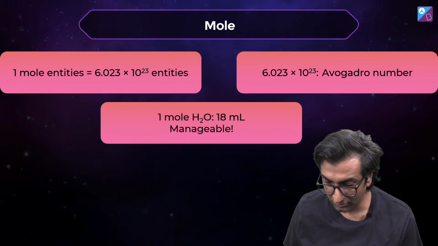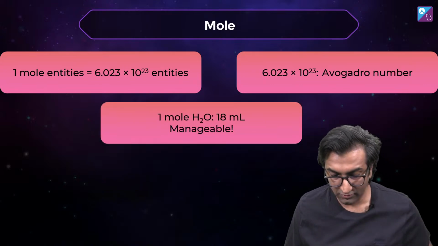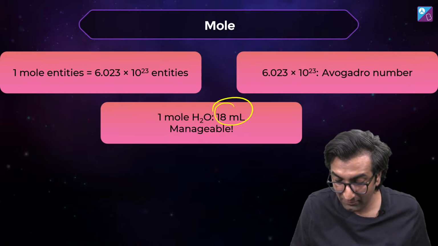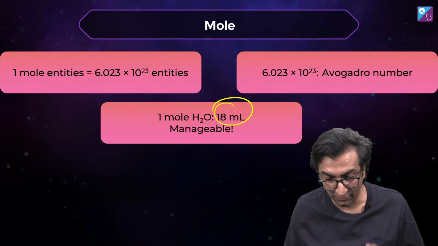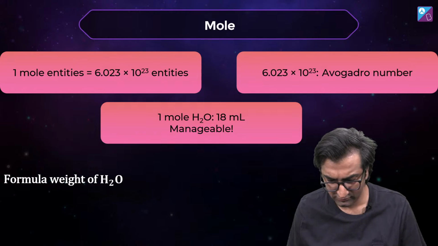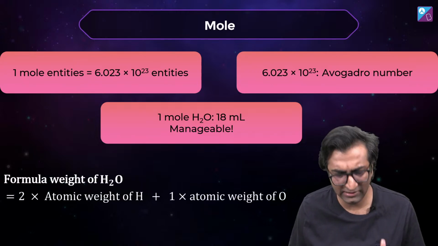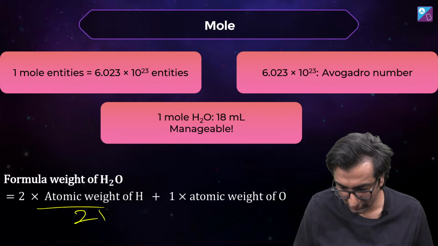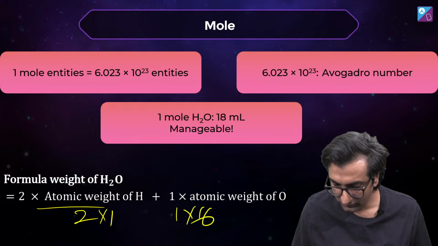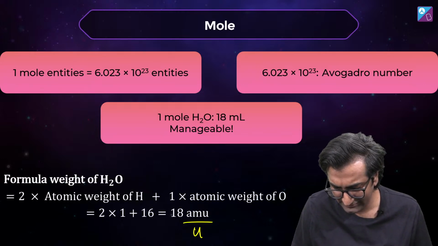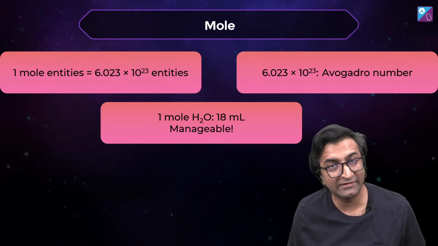Vinod, soon bro, soon. So remember I told you 1 mole is 18 ml. ये कहां से आया था? Formula weight of H2O क्या है? 18U. Yeah, 18. कैसे 18? 2 into 1 plus 1 into 16, which is 18U या फिर AMU is the same thing. Okay. Molar mass क्या होगा?